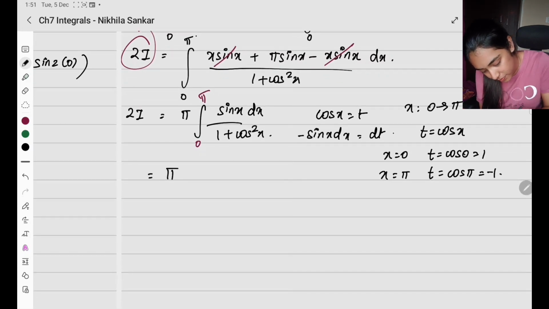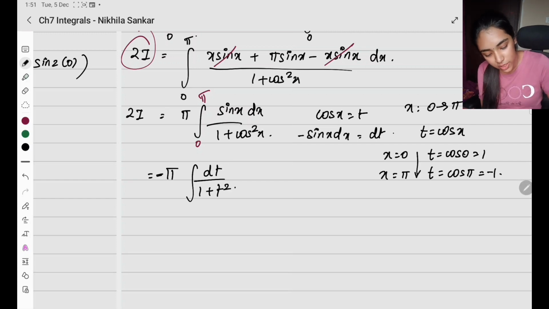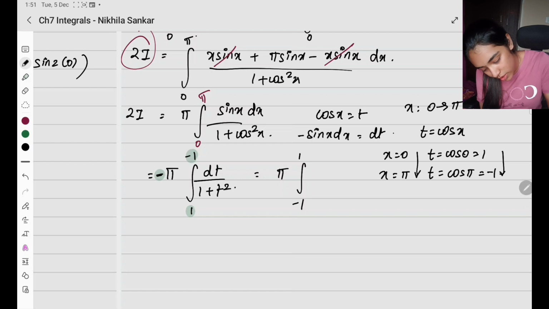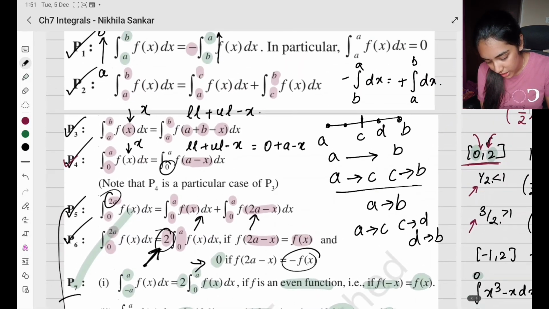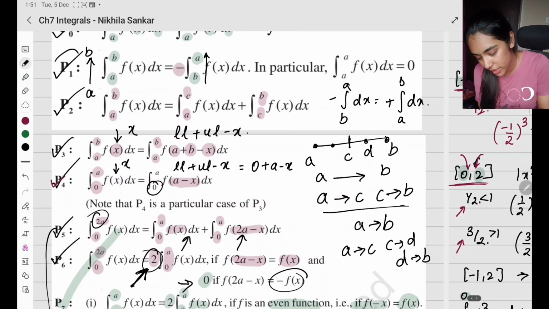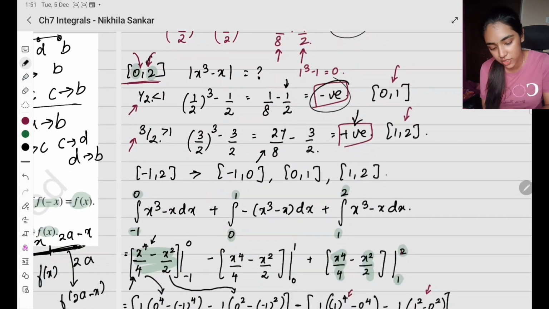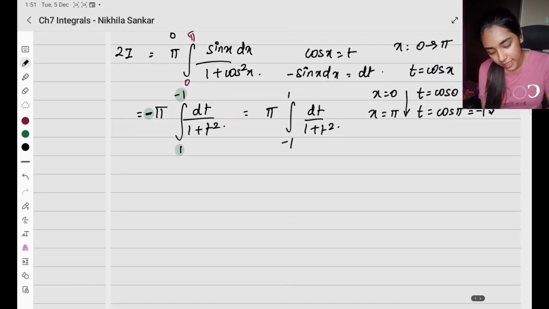So how does my integral change now? I have pi times sin x dx is going to be minus dt. So I'll put a minus here, dt divided by 1 plus t square, and my integral from 0 to pi becomes 1 to minus 1. So from that property, we know that when there is a minus sign, I can interchange the limits. So it becomes pi times minus 1 to 1 dt divided by 1 plus t square. Okay, from which property? We can change the sign using property number 1. So by using that property, we have changed the sign.